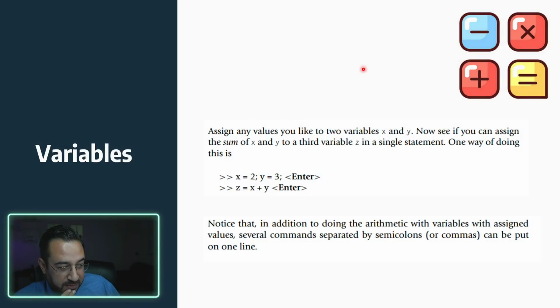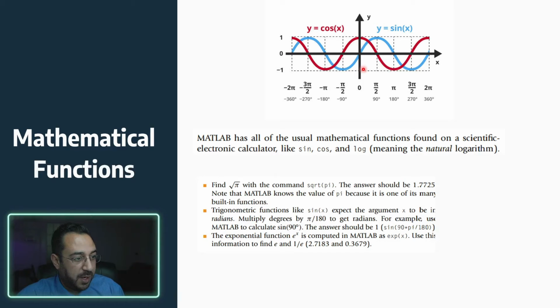Anybody? What is z showing you? I got 5. Okay. Are there any errors, any mistakes, any notes from MATLAB? I believe no. I don't see anything. All right, perfect. Now I think we're ready to move to mathematical functions.